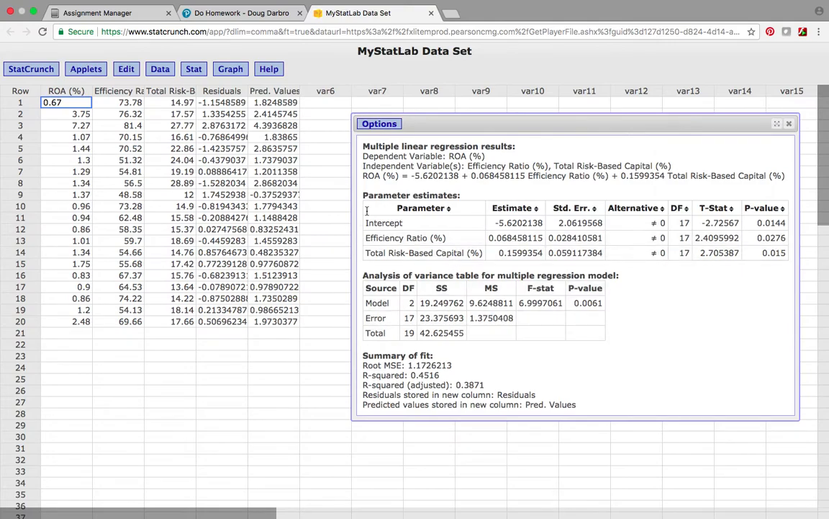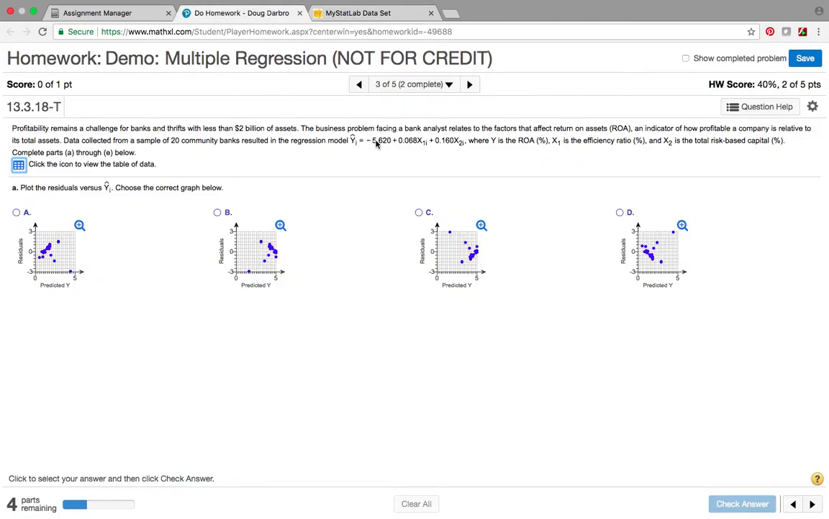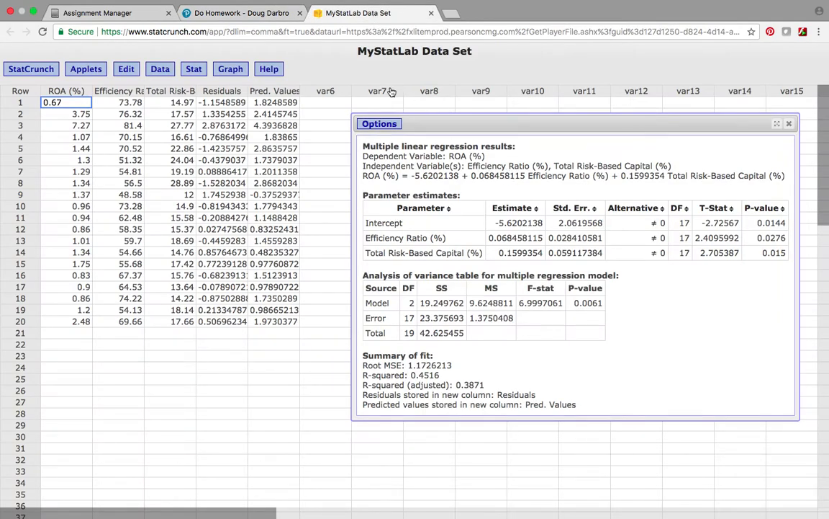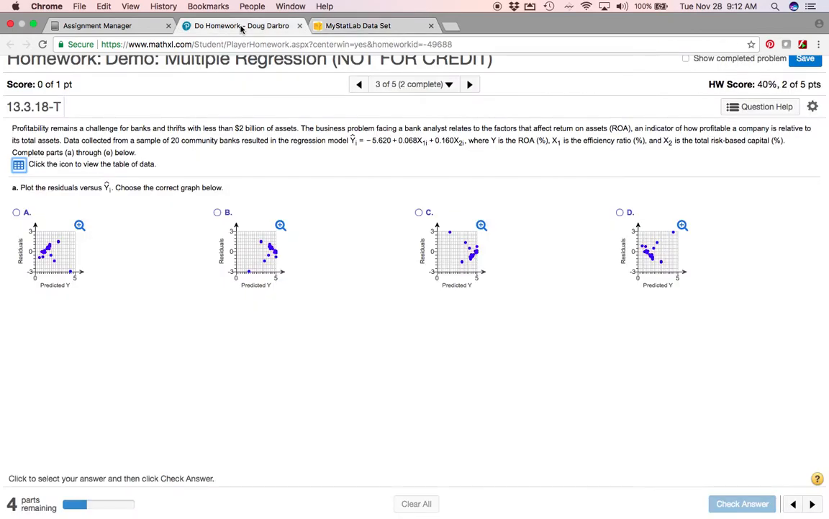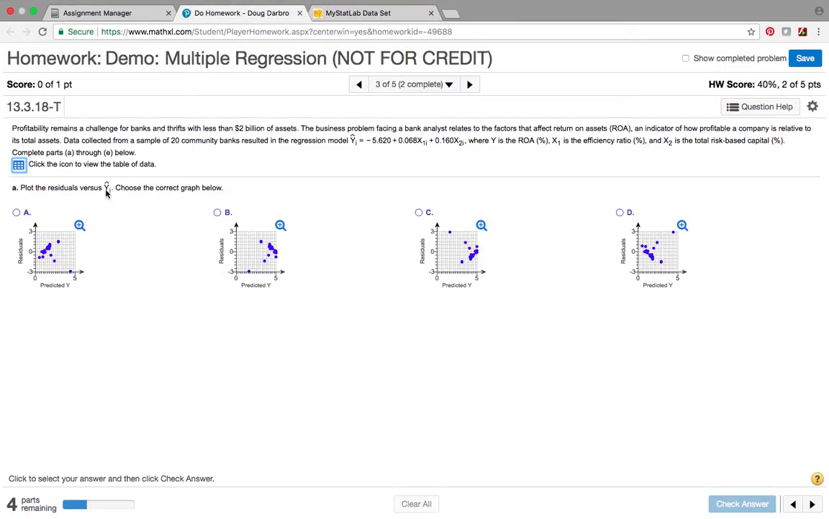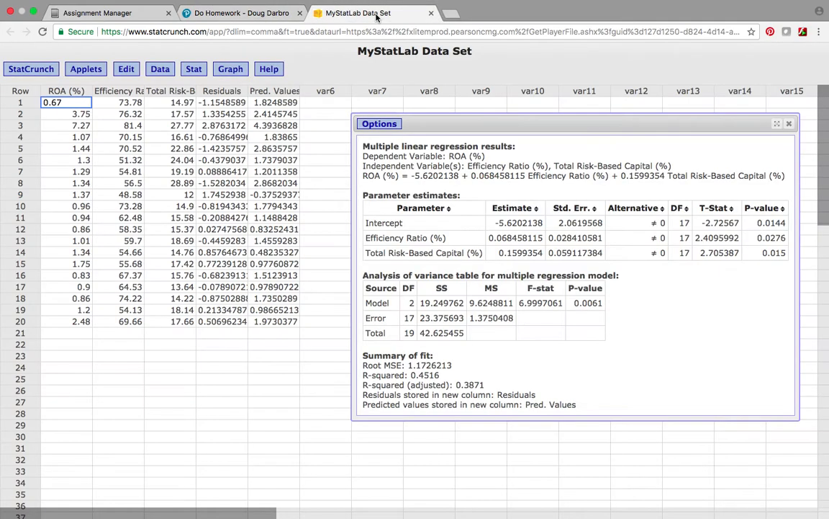Now let's check our model with the one they got. So I got negative 5.62, negative 5.62, negative 0.68. So guys, all looks good in the world of matching up our models. Now plot the residuals versus the predicted values.